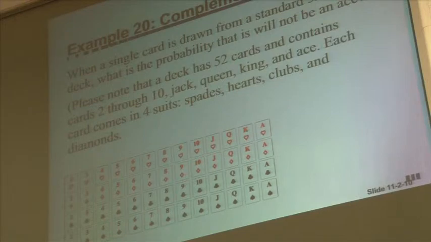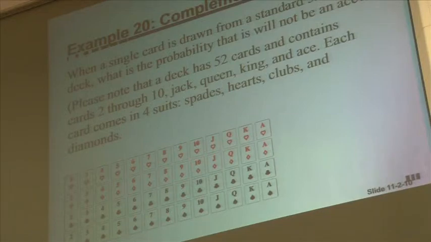Some of us. Okay. Let's go to example 20. When a single card is drawn from a standard 52-card deck, what is the probability that it will not be an ace? Okay, well, let's start with our sample space. Sample space is just 52 cards, right? One deck of cards, 52 cards. Cool. Okay? Well, how many aces are in a deck? 4 aces in a deck.